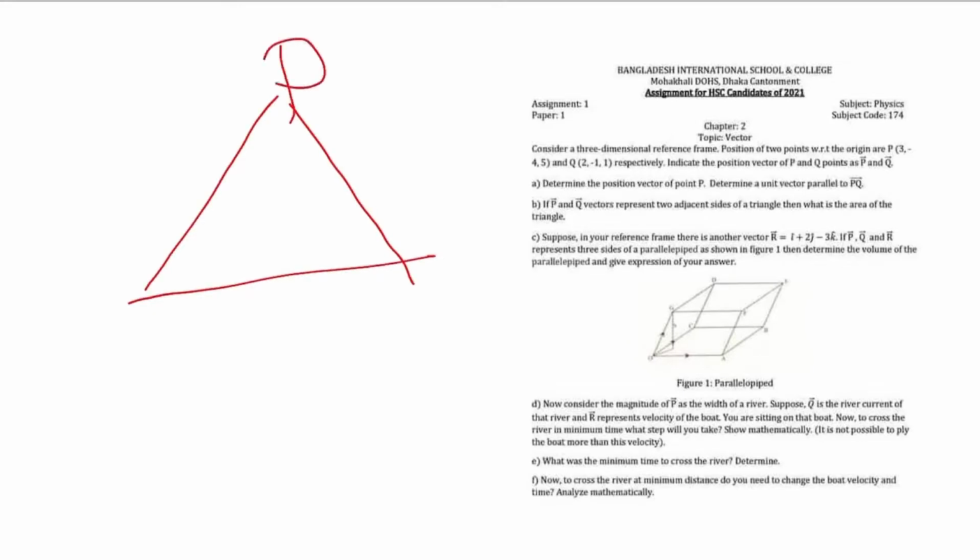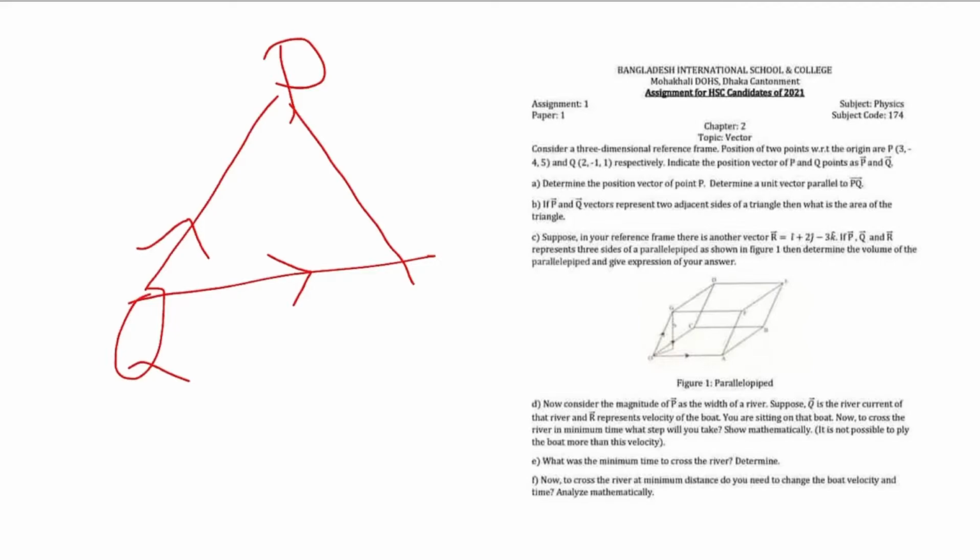Now we move to question number B. In question number B it has said that if P and Q vectors represent two adjacent sides of a triangle, then what will be the area of the triangle? So let it be a triangle. So triangle P and Q be two adjacent sides. In this way now we have to determine the formula for the area of the triangle.